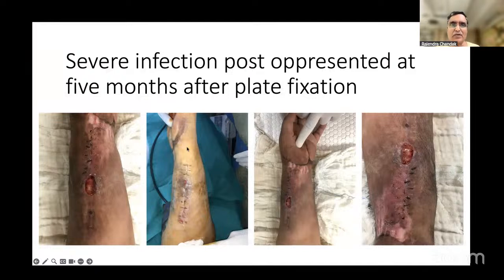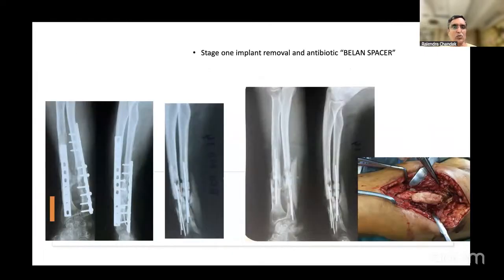So this was a severe infection presented 5 months after the plate fixation. You can see both the plates, both ulna and radius, are infected. So number one is getting infection control. We removed the plates which were infected, then put the central K-wire and then antibiotic elution. Now you can put the amount of cement that the soft tissue closure allows.